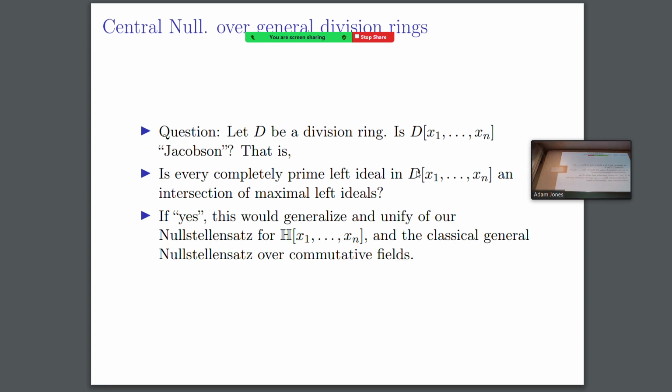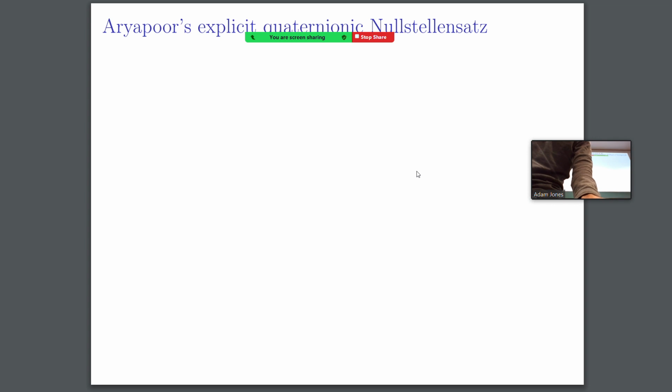If the answer is yes, that would be very desirable, because then you can take the general Nullstellensatz over arbitrary fields and unify it with this result, and you get something that on the one hand gives the general Nullstellensatz, and on the other hand gives our result, which is specific to the quaternions. So this would be nice, but we don't know.